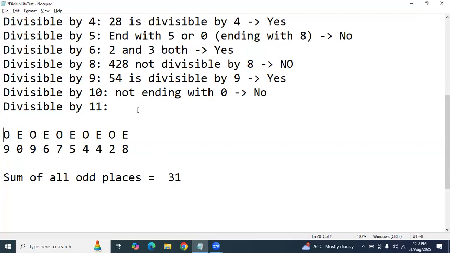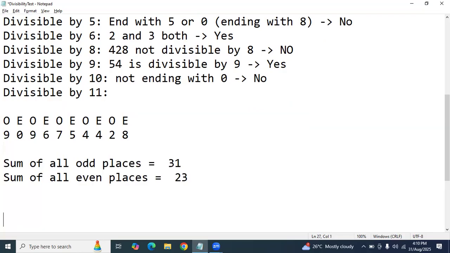So the first step is we should write down whether it is an odd place or even place sequentially. Then we have to do the sum of all odd places. We have to do the sum of all even places also. So we will do the sum of even places the way we did it for odd. 0, even places, everything which has E above it. So 0, 6, 6 plus 5 is 11, 11 plus 4 is 15, 15 plus 8 is 23.